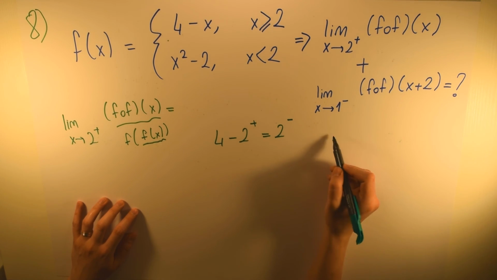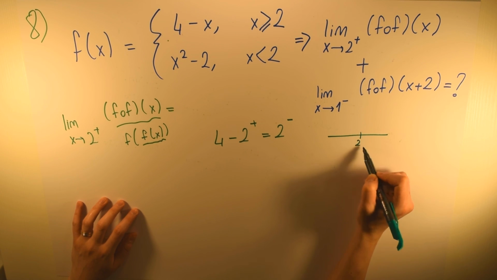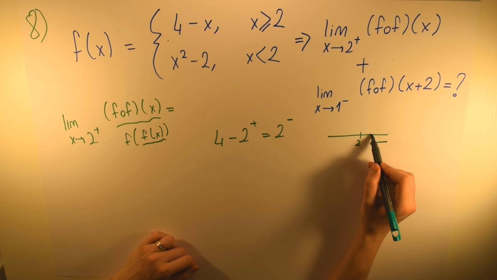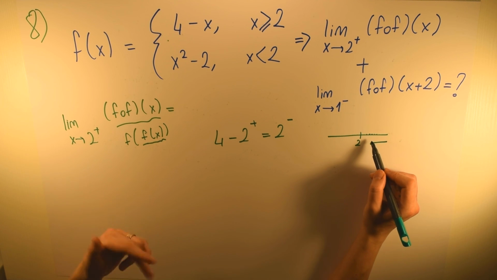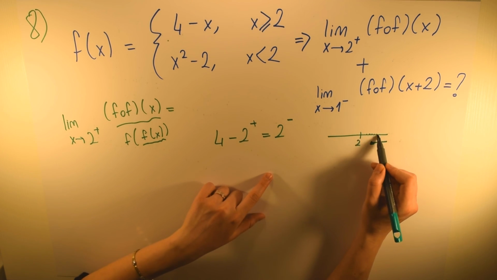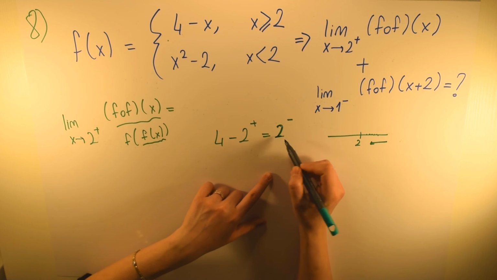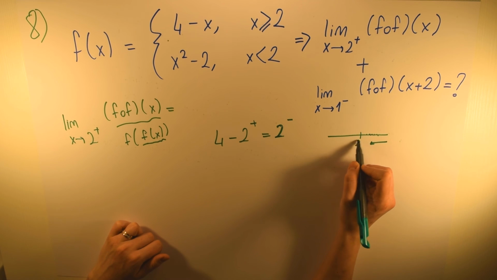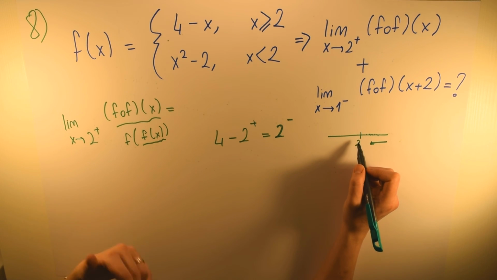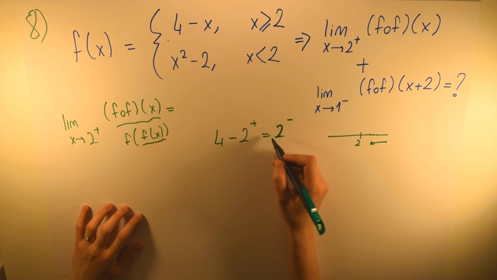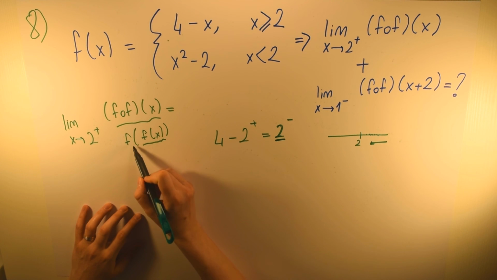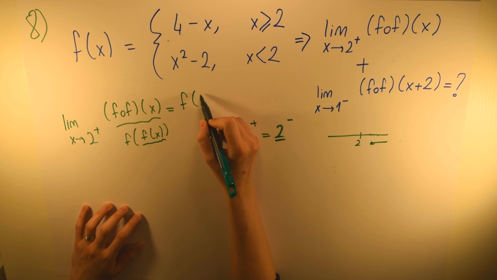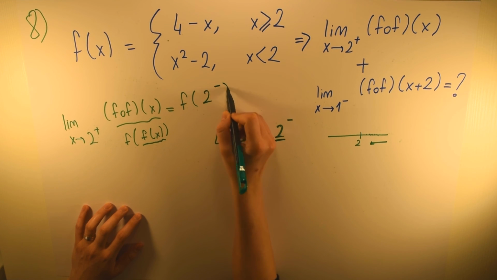Why? Because let's say this is 2, and you get closer from the right side. These values are greater than 2. So 4 minus these values will be equal to 2 from the left side, because these values will give us values less than 2. After finding this one, you write f again, the function of f of 2 from the left side.